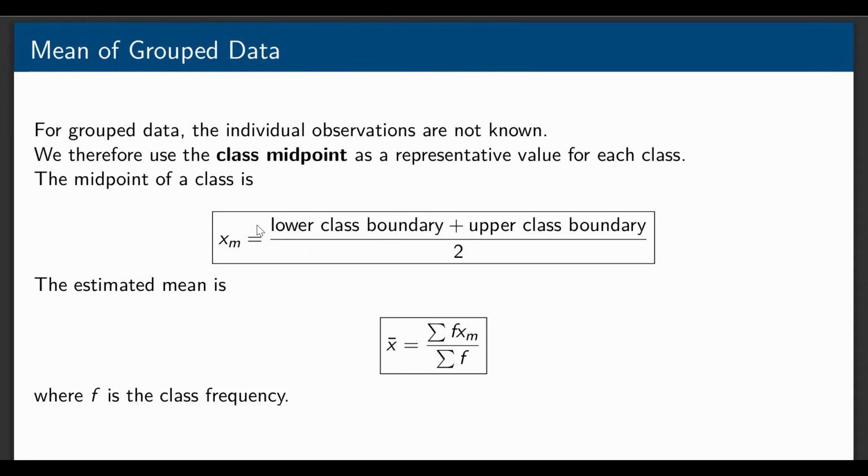How do you find the class midpoint? For each class, you take the lower class boundary and the upper class boundary, sum and divide by 2. You can also use the lower class limit and the upper class limit, sum and divide by 2.